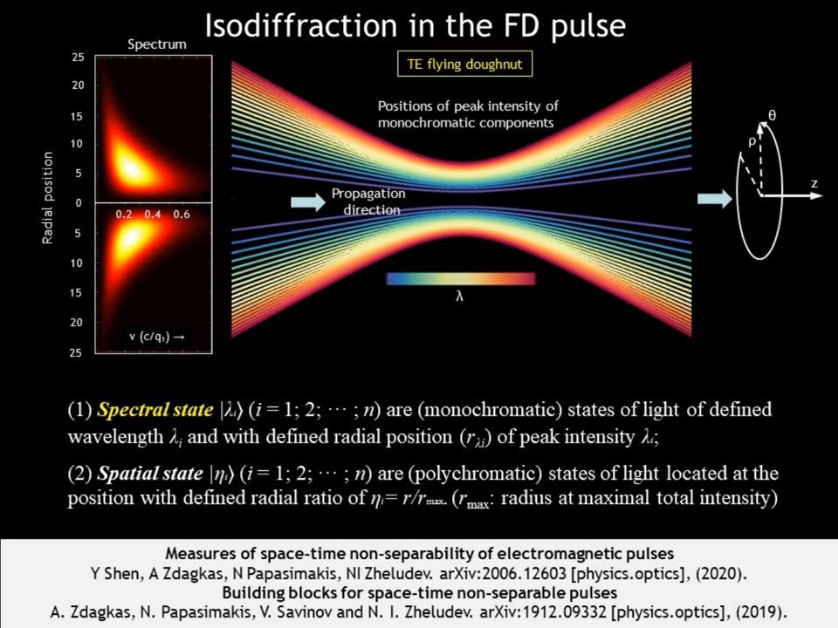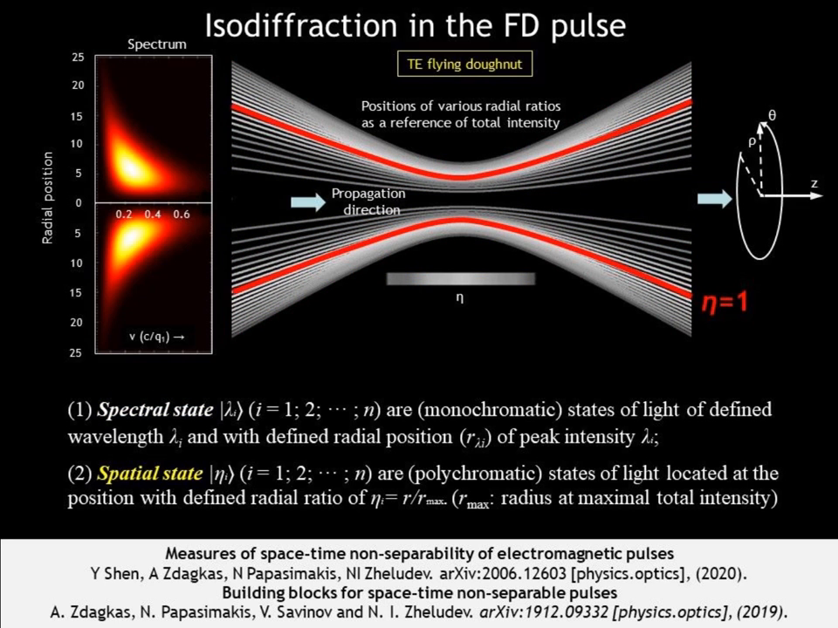isodiffracting effect. The first one is the spectral state, the lambda_i state. That means the monochromatic component state of light of defined wavelength lambda_i and with a defined radial position of the peak intensity. And the spatial state is the total field state of light located at the position with a defined radial ratio eta. Eta is the radial ratio, the radius over the constant radius R_max. R_max is the radius of the maximum total intensity.